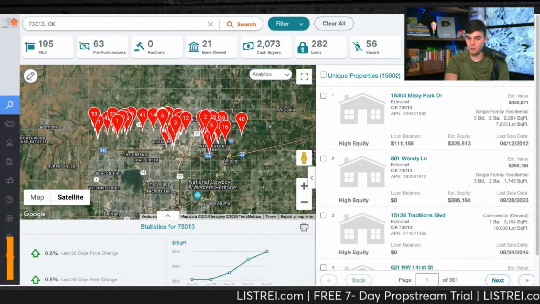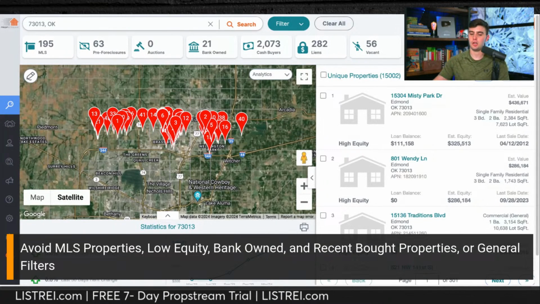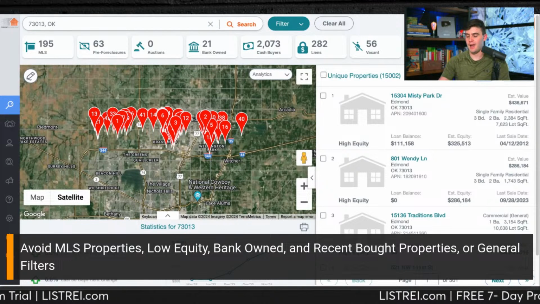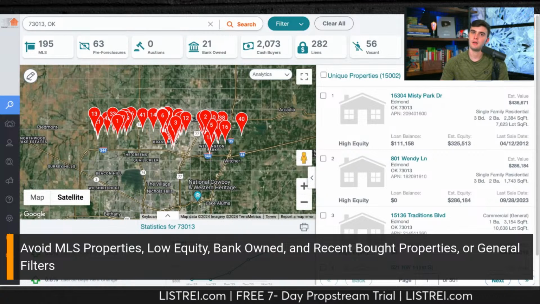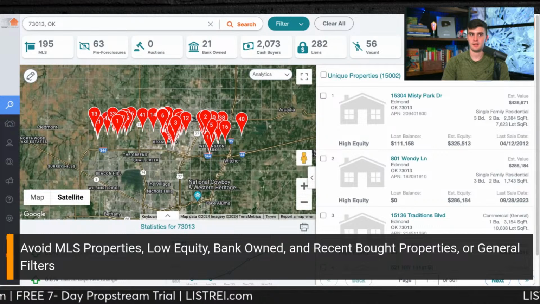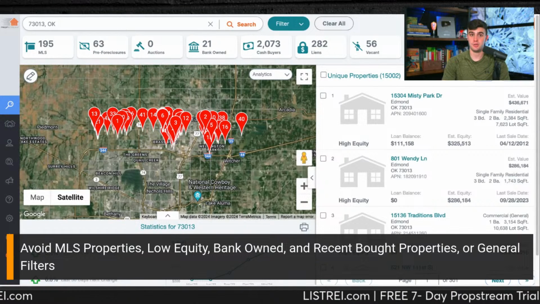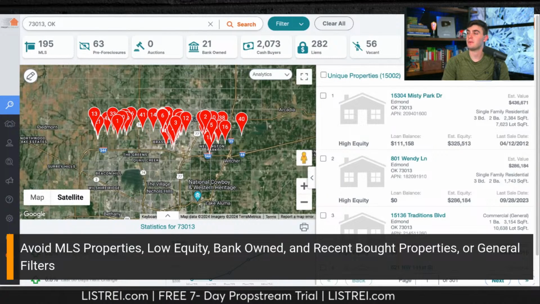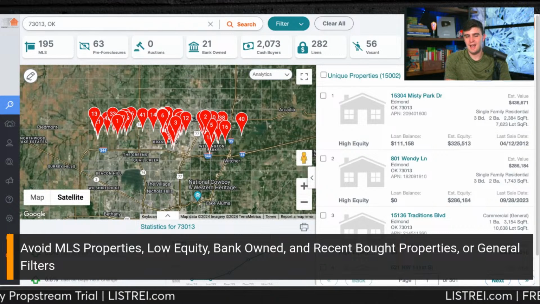Now, on top of this, we want to avoid MLS properties. We want to avoid low equity deals. Equity is the percentage of the value of the home versus how much is owed. So low equity, in my opinion, is a deal that is worth 300 and they owe 270. That's about 10% equity, right? Now, if they owed 100, that's going to be two-thirds, so 67% equity. That's high. And so you just can't get a good deal in low equity.